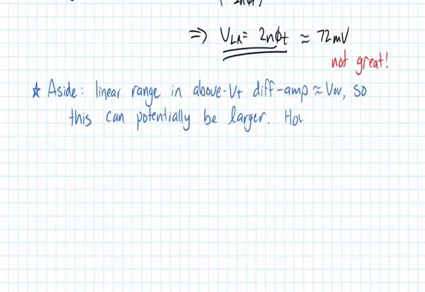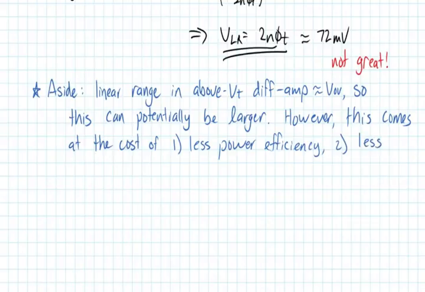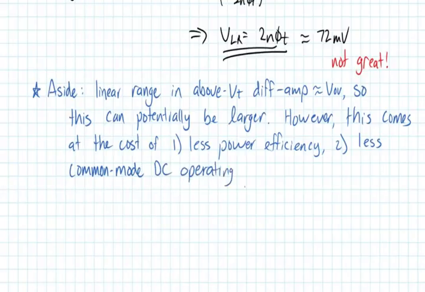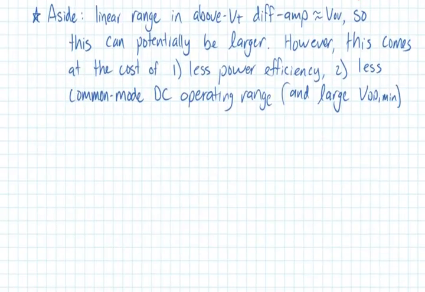However, this comes at the cost of 1, less power efficiency, because we're operating in above threshold, and 2, less common mode DC operating range, and larger VDD min, the minimum supply voltage that we can work at, just because of the need to overdrive our transistors.